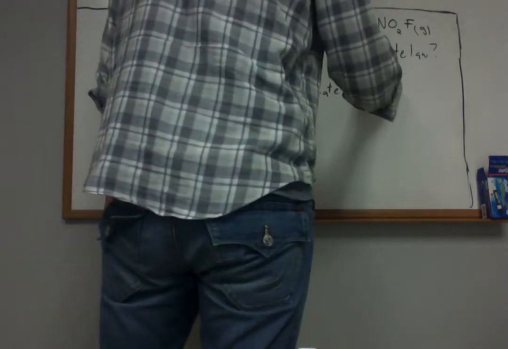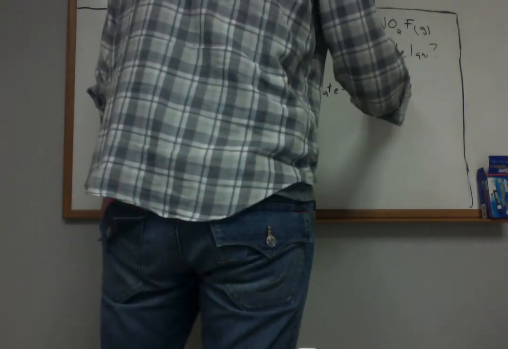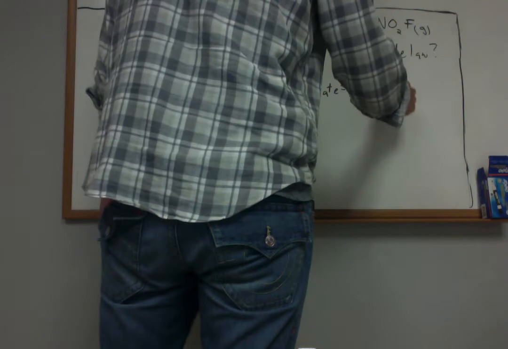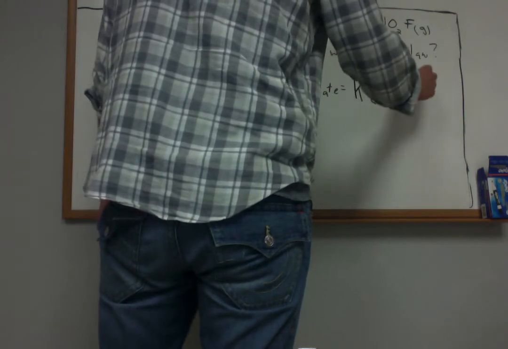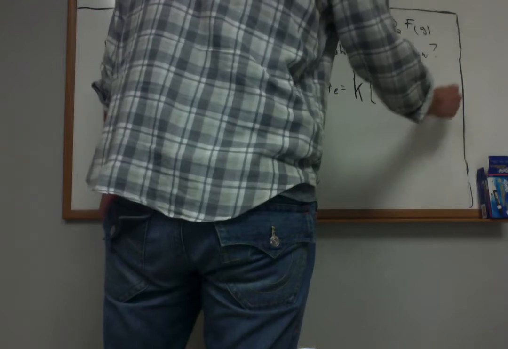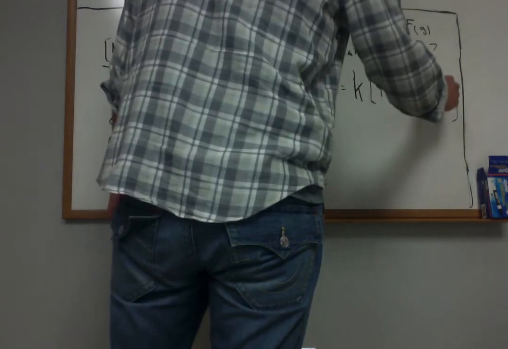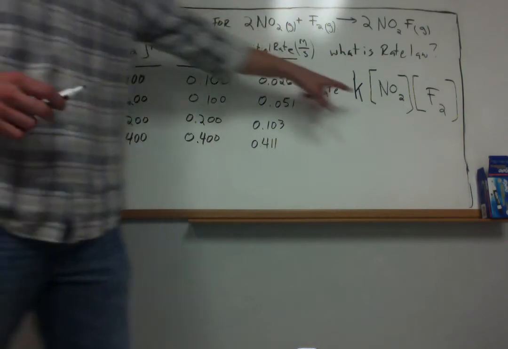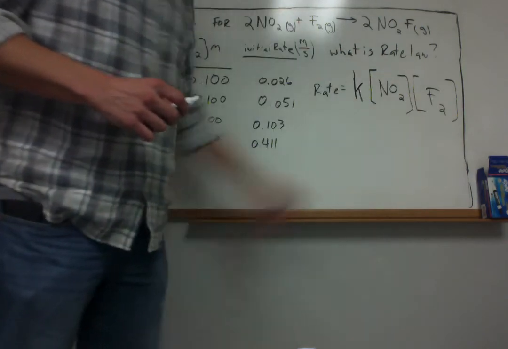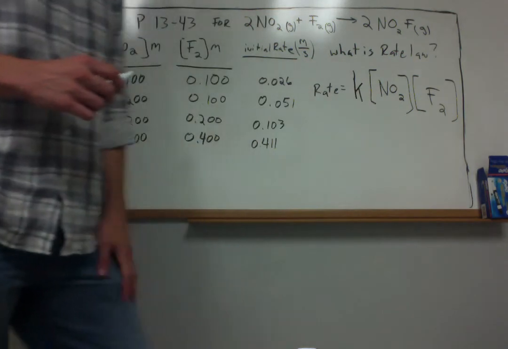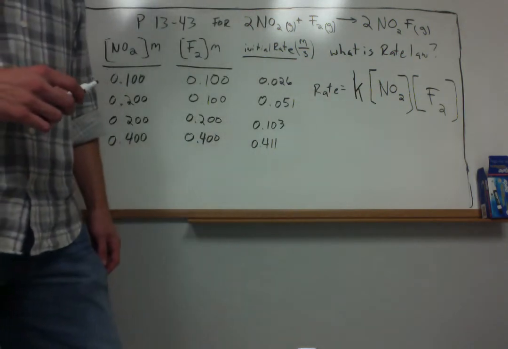We then write a term for a concentration of the reactants. Now, in this particular case, we have 2 reactants. The first reactant is our NO2. It gets its term. And the fluorine gets a term. Square brackets mean the concentration. Here we're going to treat that as molarity, okay?